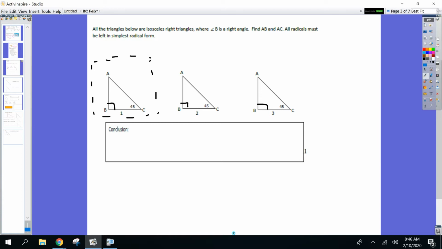Okay? Find out angle A, and then I want you to find AB and AC in your groups in simplest form. Okay? Go ahead, talk it over. A lot of discussion here today.